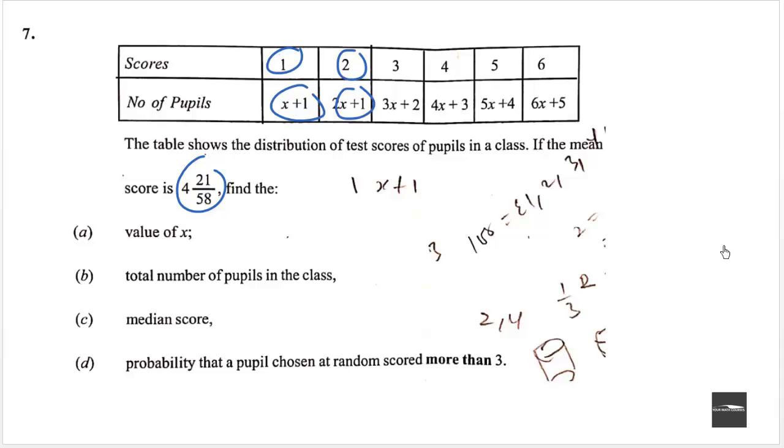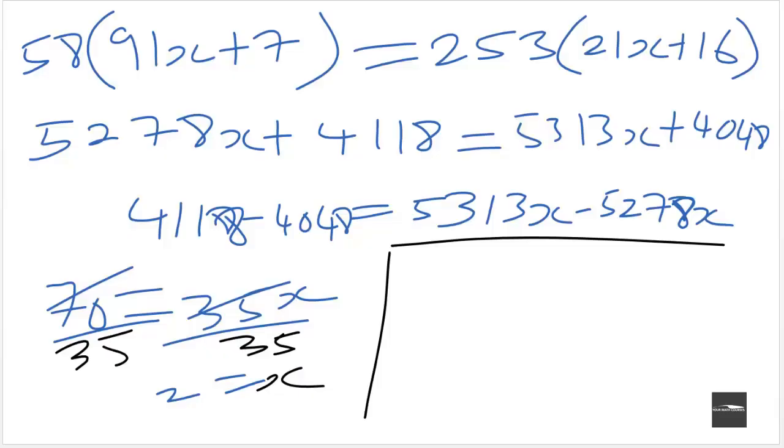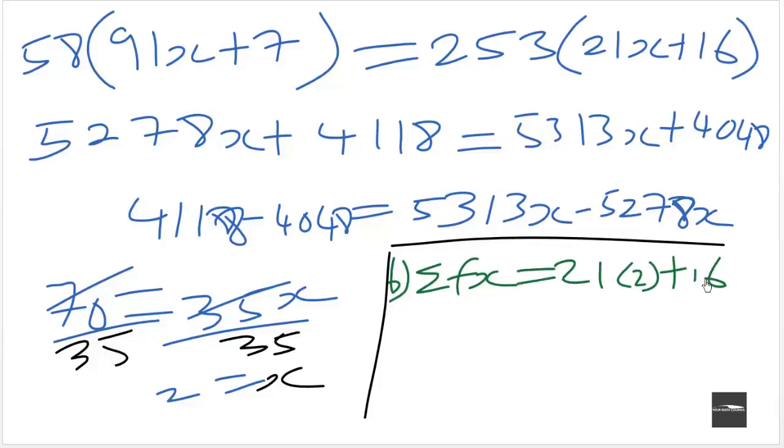And we are asked to find the total number of pupils in the class. That is summation f. We know that summation f is equal to 21x plus 16. So summation f is the total number of pupils: 21 times 2 plus 16, and that will give us 42 plus 16, which is equal to 58.